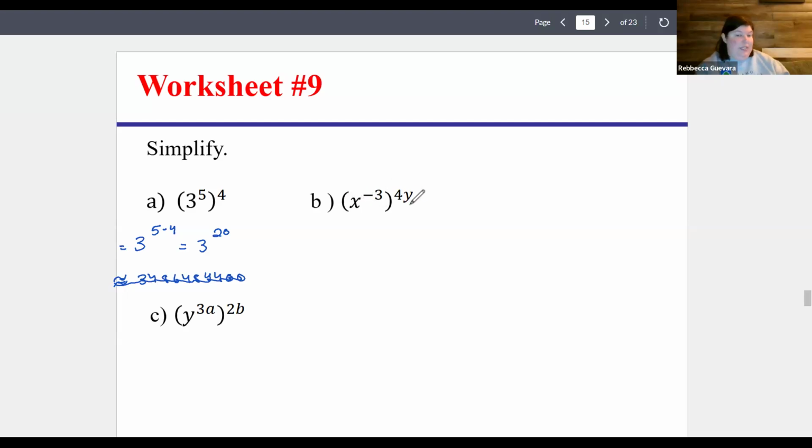All right, so for B, we have x to the negative 3 raised to 4y. 4y is my exponent out here. So this is x to the negative 12y. And then for C, we have y to the 3a as the exponent, all raised to another power of 2b. So we multiply those together. So this is y to the power of 6ab.